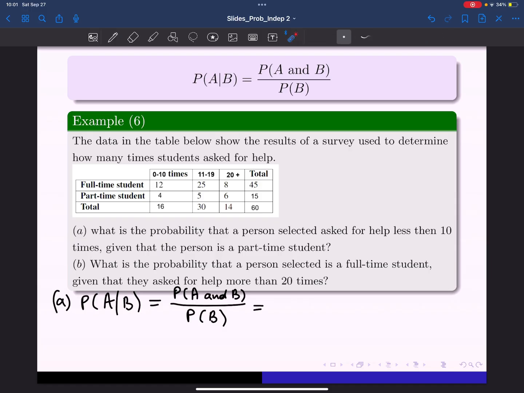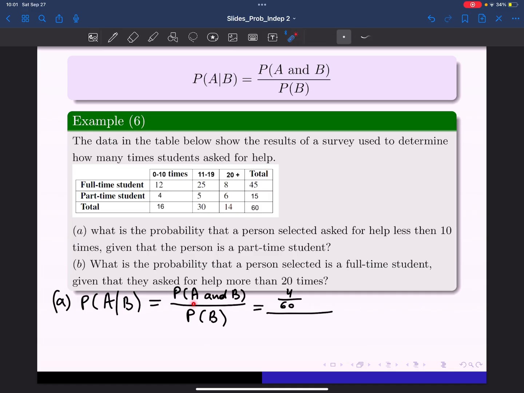So my probability of A is selected students who ask for less than 10 times, and B is part-time student. So 10 times and part-time student. Part-time students and less than 10 times is 4 out of 60. So we're going to have 4 out of 60 for the first top probability.